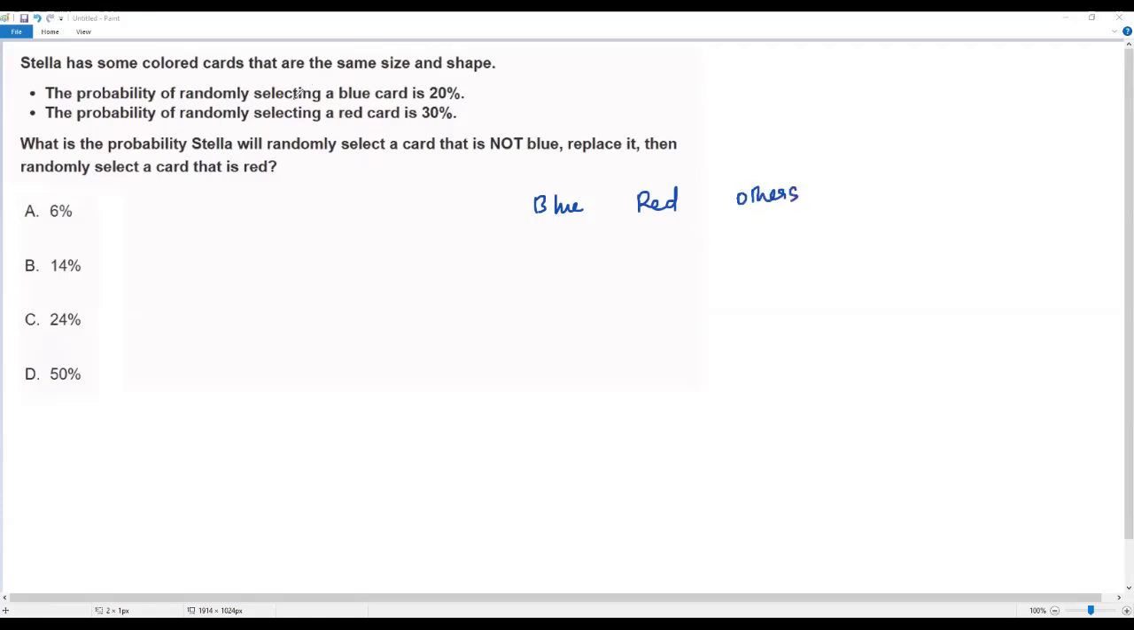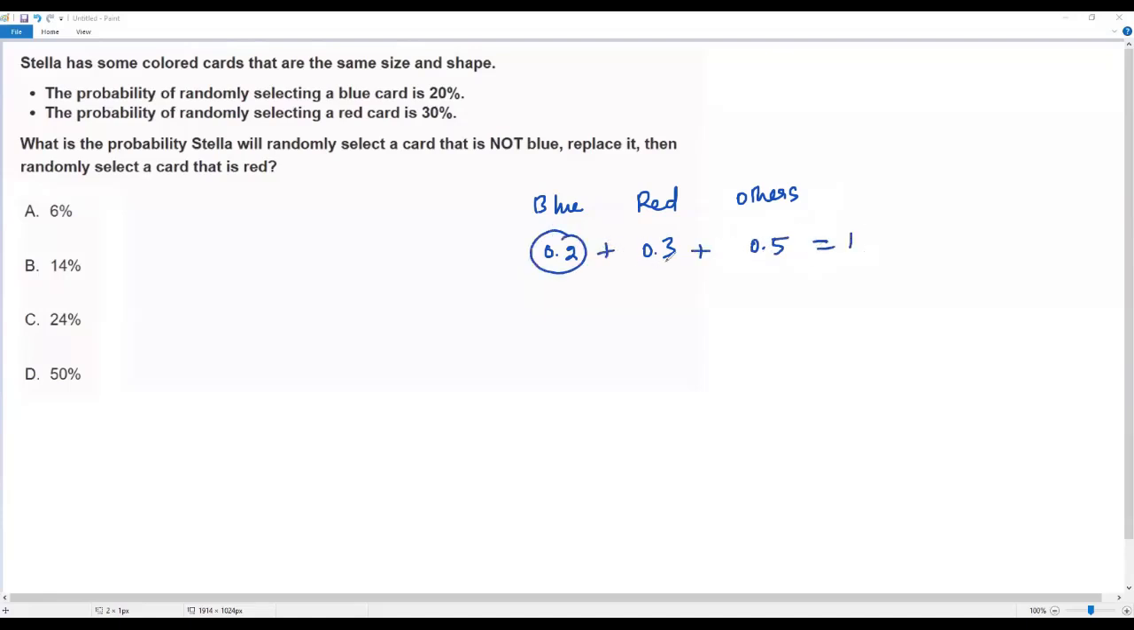The probability of randomly selecting a blue card is 20%. If I convert this to decimal, it will be 0.2. And the probability of randomly selecting a red card is 30%. If I convert this to decimal, it will be 0.3. Then what is the probability of selecting one of the cards in other colors? It has to be 0.5 because the total probability must always equal 1.